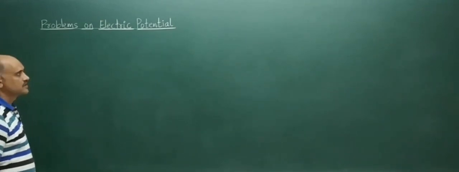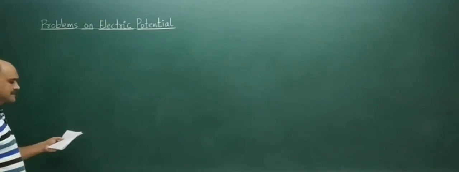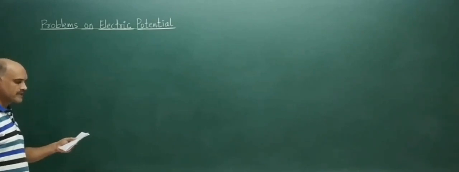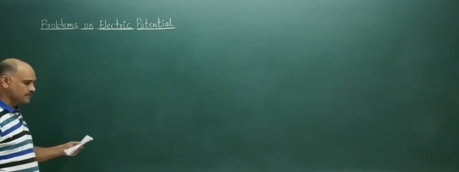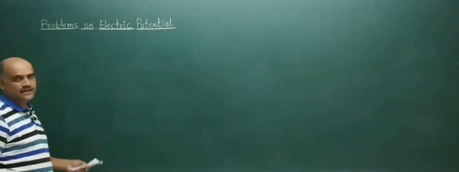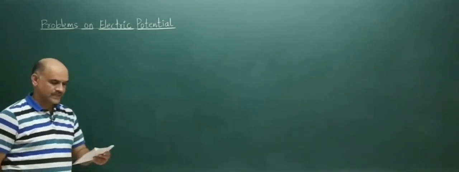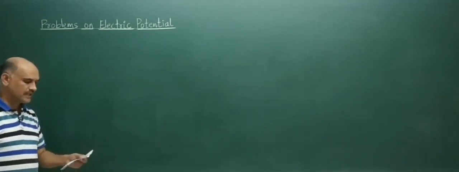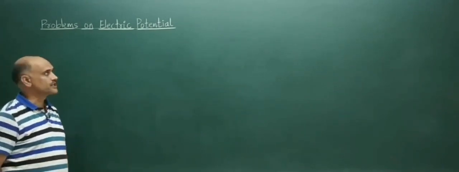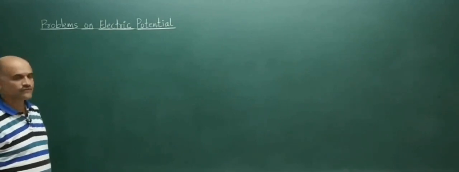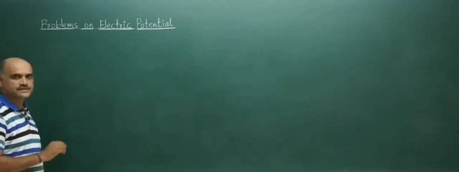Okay, so third problem. What it states: there are 2 point charges, plus 1 and minus 4 nanocoulomb, 1 meter apart in air. Find the position on the line joining the 2 charges where resultant potential is 0.